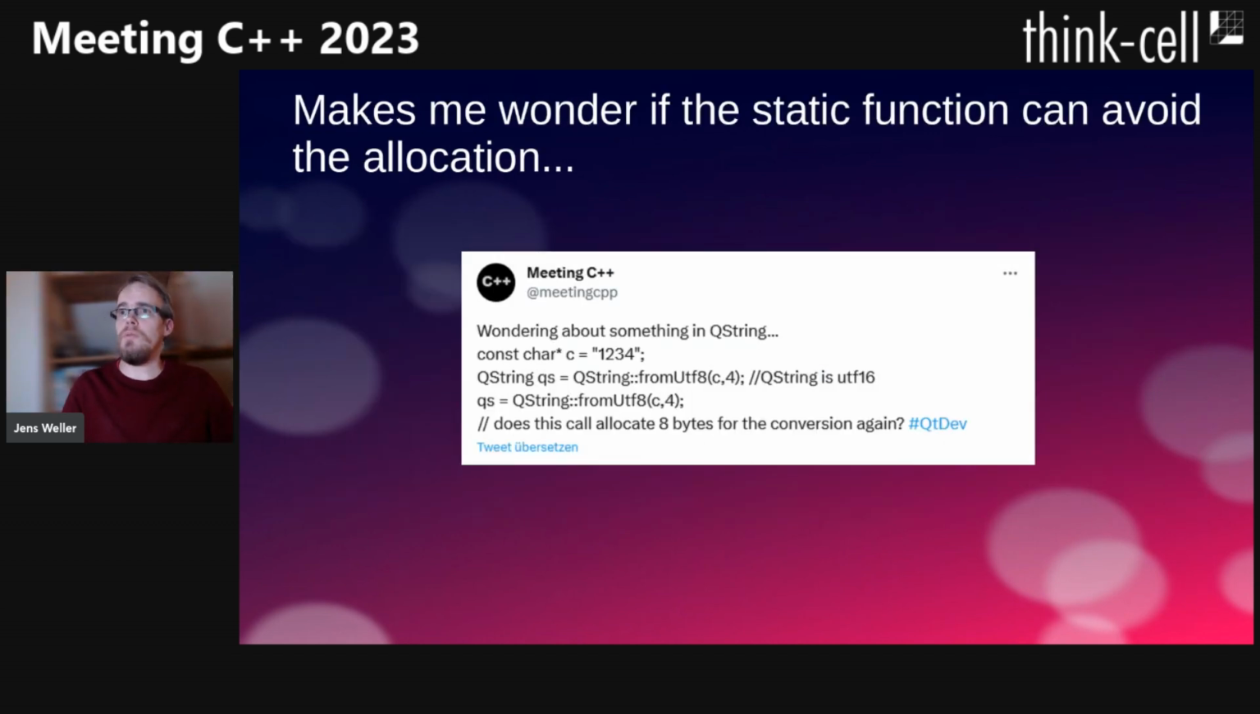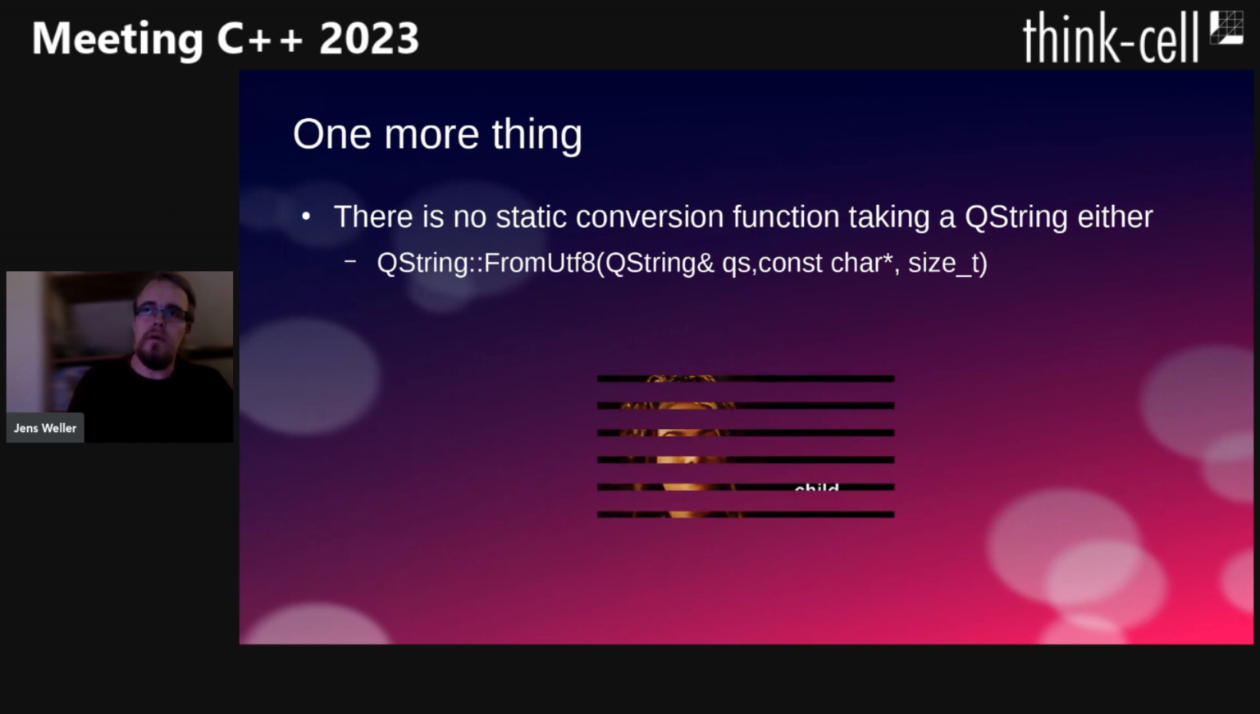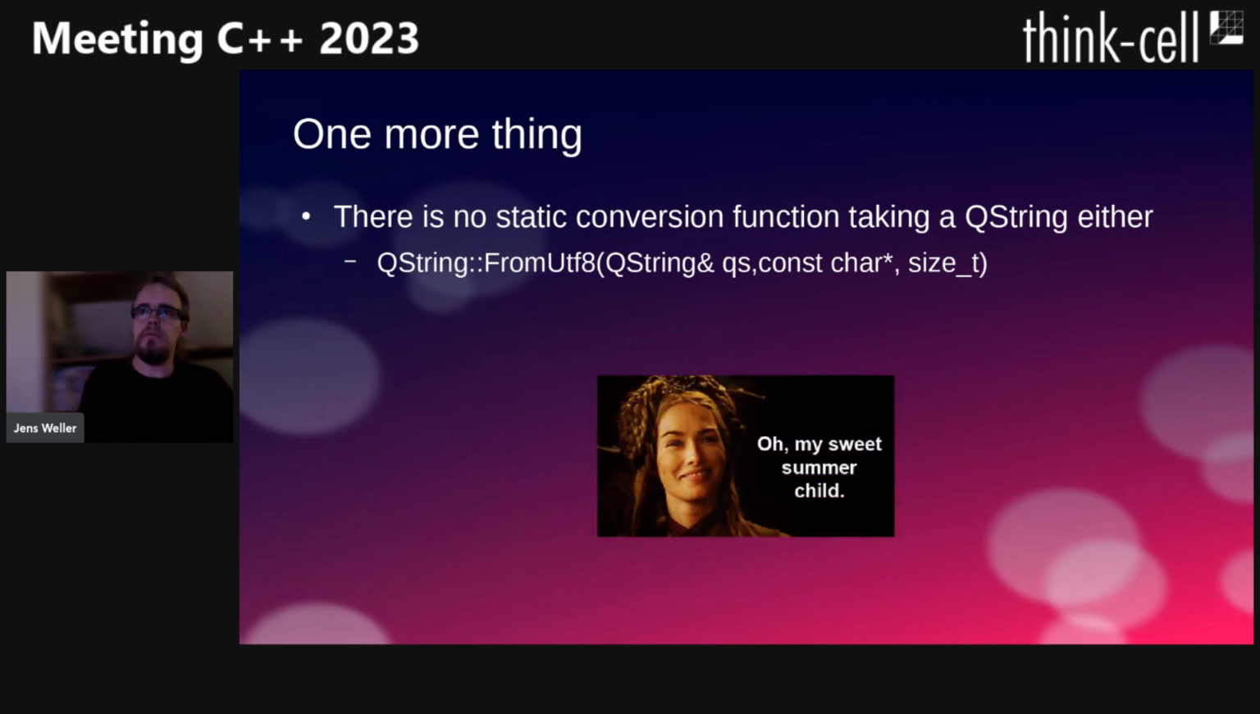Then I wondered about this on Twitter, and it brought up some interesting conversations, and some of the things you'll see now in the next slides are from that. I want to point out that there's no static conversion function taking a QString either, right? You could still make a static conversion function and have an out parameter taking it by reference. That doesn't exist. So if we convert from UTF-8, which we do, we always allocate with Qt.